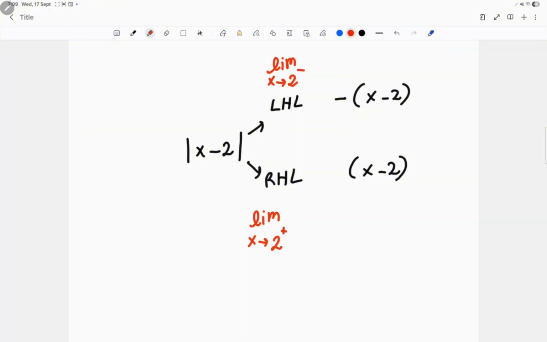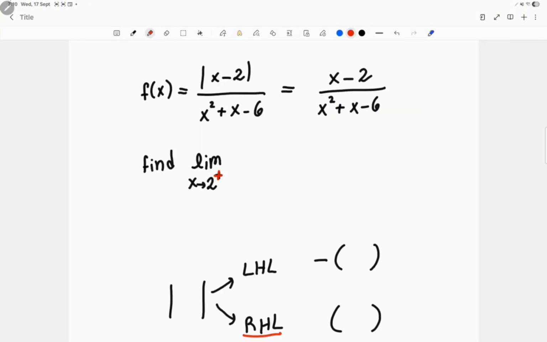Mister, can I copy this? Yes, please. Now let's factor to find the right hand limit. Factor the bottom of the equation. You must know how to do it. x minus 3, x plus 3. x plus 3, x minus 2.